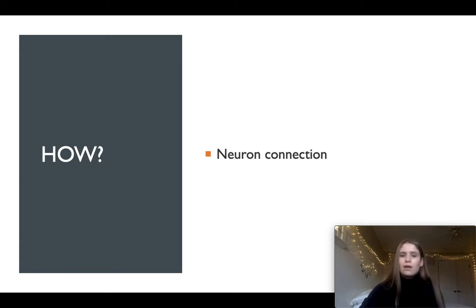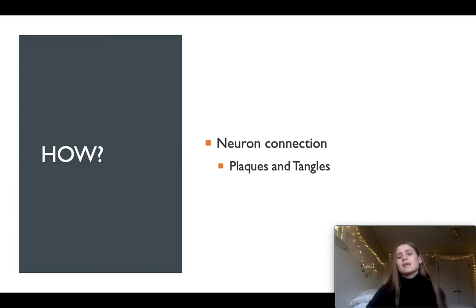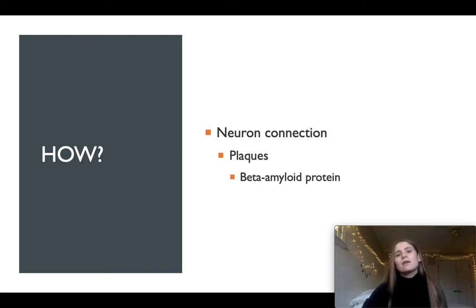So, starting with our how, neuron connection, or it should be communication, is really the main focus of this. And the thing causing the lack of neuron connection are the plaques and tangles. Now, we'll be going through the plaques first. The plaques are this buildup of beta amyloid protein. So, beta amyloid protein, there's like a byproduct of this, right? And all these proteins start building up, right? And that causes a disconnect between one neuron and the next. They cannot communicate anymore if you have this buildup of this protein.